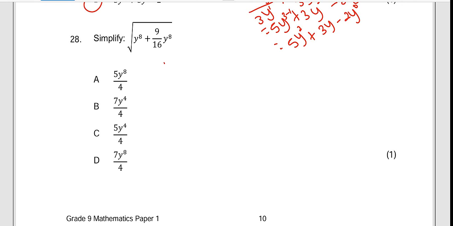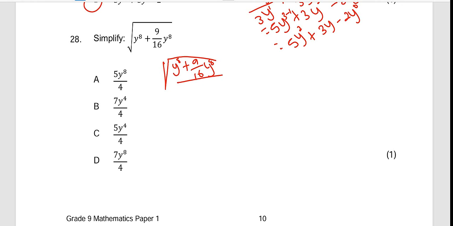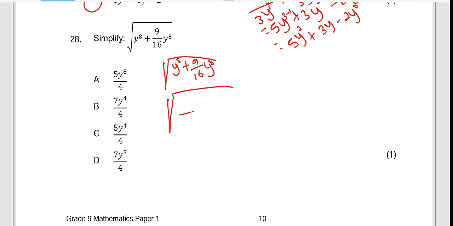The first thing that we're going to do is to look for the lowest common denominator. y8 plus 9 over 16. So what are we going to do here first? We are going to look for the lowest common denominator. It is going to give me 16. 16 goes how many times to 1? 16 times 1 is going to give me 16y8.